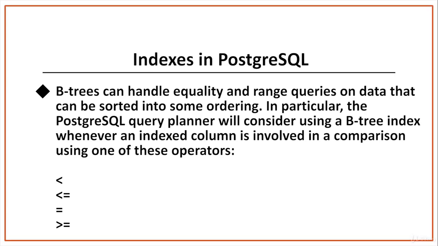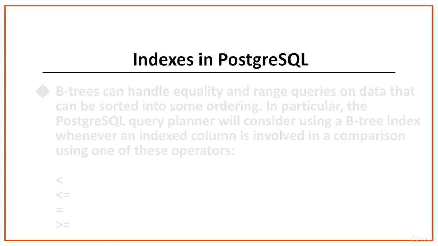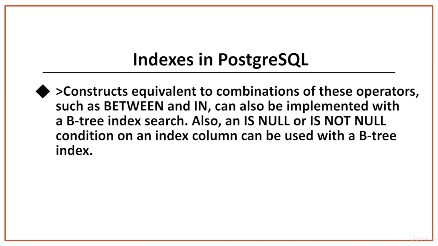B-trees can handle equality and range queries on data that can be sorted into some ordering. In particular, the PostgreSQL query planner will consider using a b-tree index whenever an indexed column is involved in a comparison using one of these operators: less than, less than or equal to, equals, greater than or equal to, greater than. Constructs equivalent to combinations of these operators, such as BETWEEN and IN, can also be implemented with a b-tree index search.